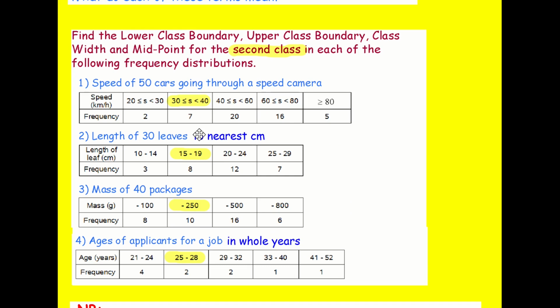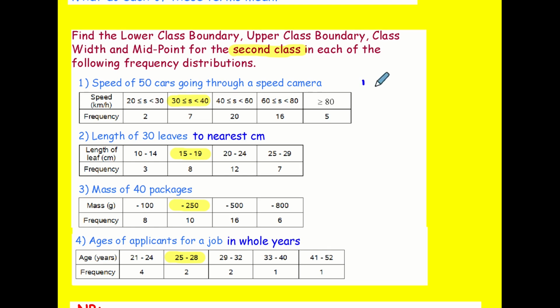What do you think the lower class boundary and the upper class boundary are for these ones that are highlighted in yellow? Once you've got the lower class boundary and the upper class boundary, to be honest, the other two follow, so I'm not going to focus on that.